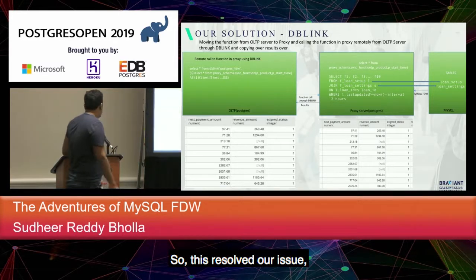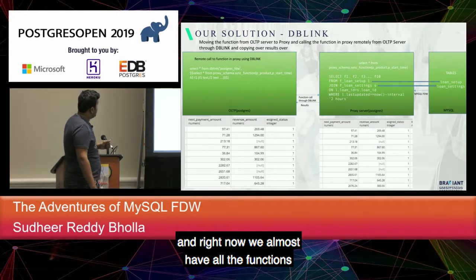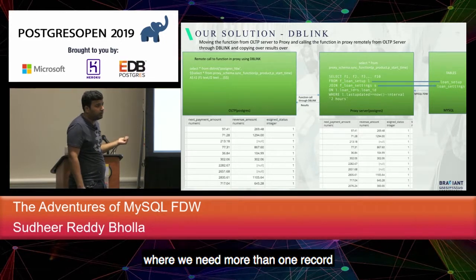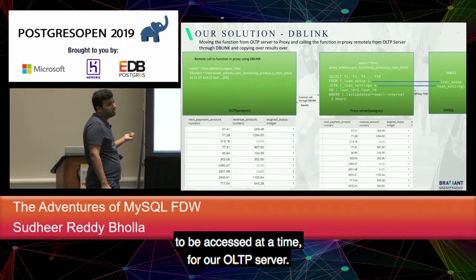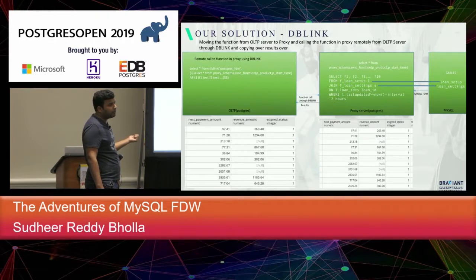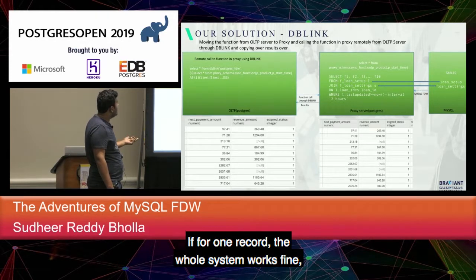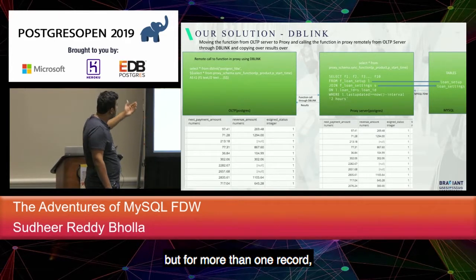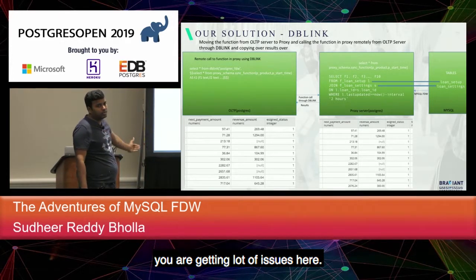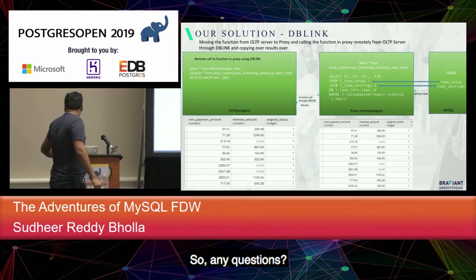So this resolved our issue, and right now we almost have all the functions working in a similar process where we need more than one record to be accessed at a time for our OLTP server. If it is for one record, the whole system works fine, but for more than one record, you get a lot of issues.